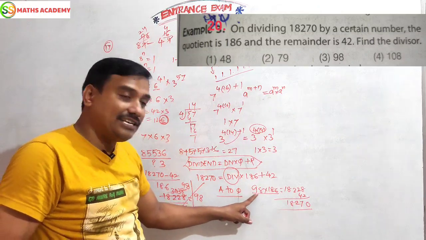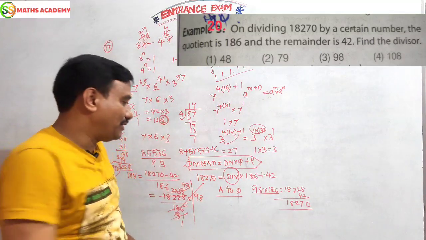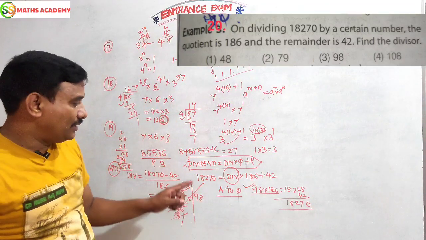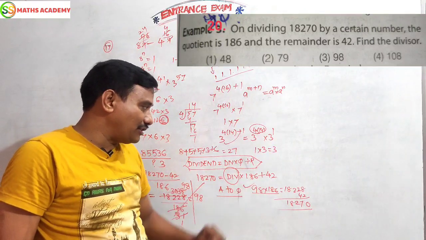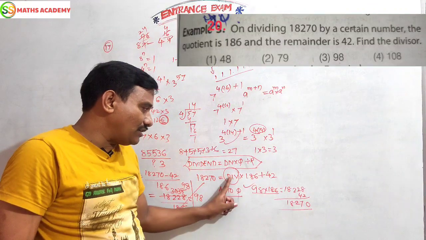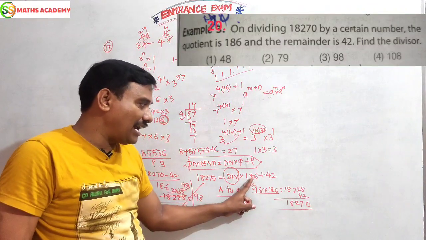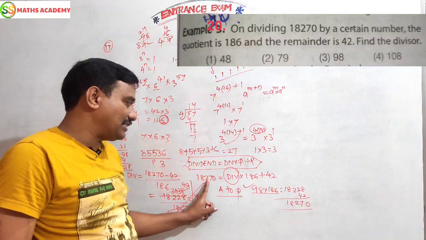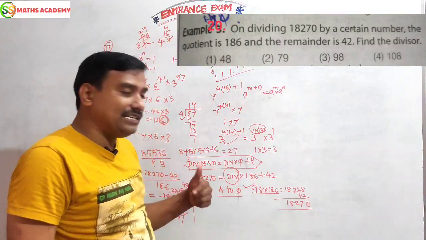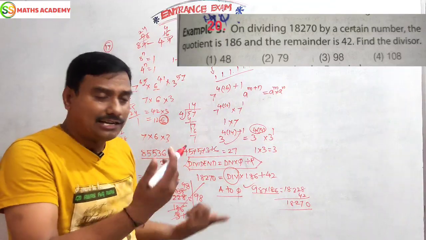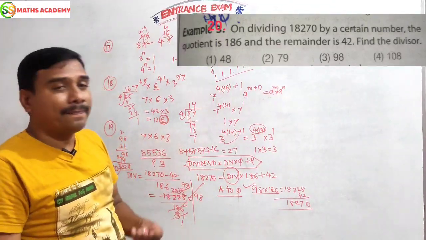So which number is perfect here? 98. Then you can take the answer. So the option will be 98. Now the dividend is given. The divisor we have to find; the quotient and remainder are also given. Take the divisor, multiply with this one, add 42. Then you will get the correct answer. That is the correct option. For example, if you are not getting 18,270, a less number or more number, it is not an option. That's it.